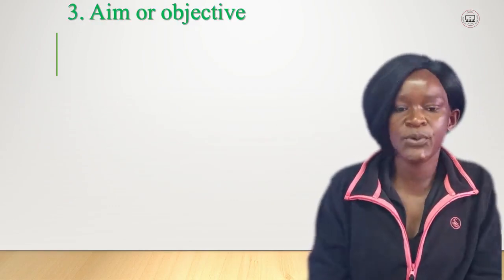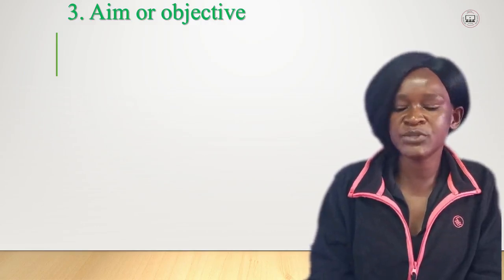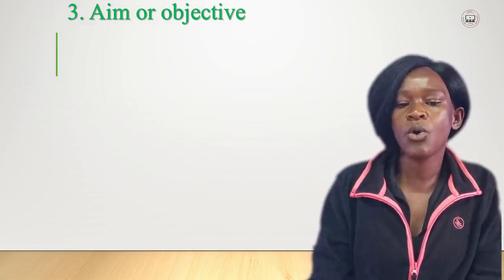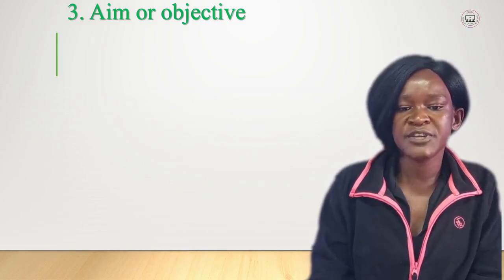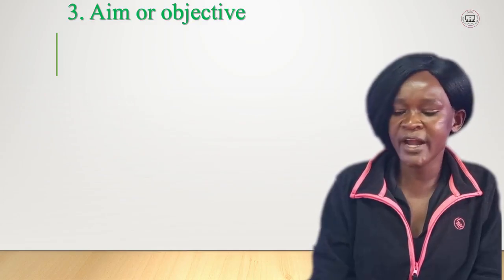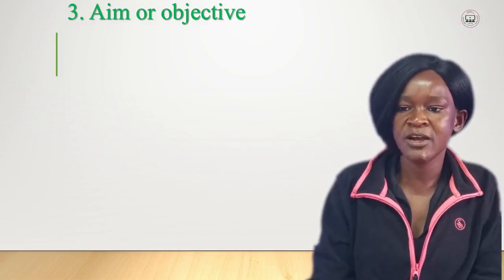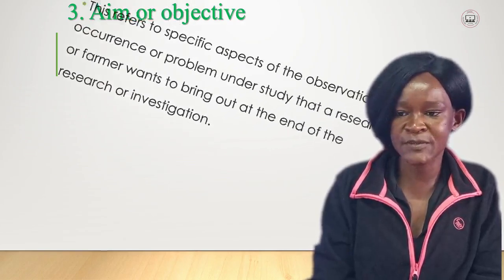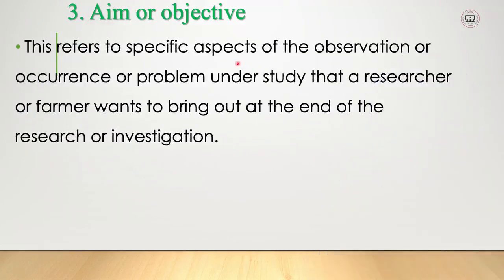The next step, which is also very important, is the aim or objective. In each and every research or experiment, you need to have an aim. What are you trying to find out? This refers to a specific aspect of the observation, occurrence or problem under study that a researcher or farmer wants to bring out at the end of the research or investigation.